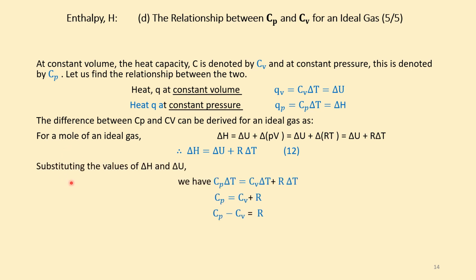Substituting the values of delta H and delta U from the above equations, we can write: the value of delta H is Cp into delta T, that is equal to delta U, which is Cv into delta T, plus R into delta T. So delta T gets cancelled on the left hand side as well as the right hand side. We get Cp is equal to Cv plus R. Therefore, rearranging, Cp minus Cv is equal to R.